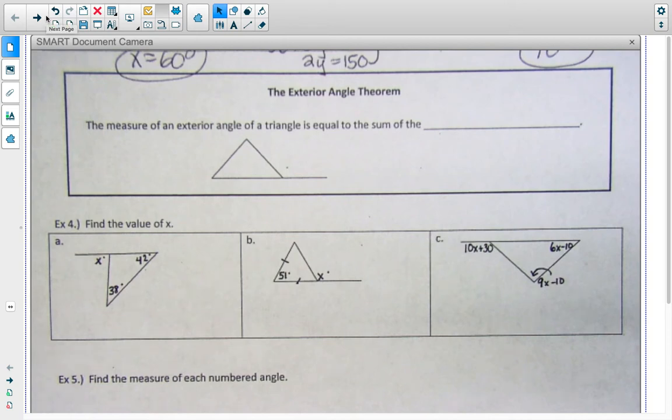All right, so yesterday we took a look at two triangle theorems. We took a look at the triangle angle sum theorem, which says the sum of the three angles of a triangle always equal 180 degrees. And we took a look at the isosceles triangle theorem, which states that if two sides of a triangle are congruent, then the angles opposite those sides are also congruent.